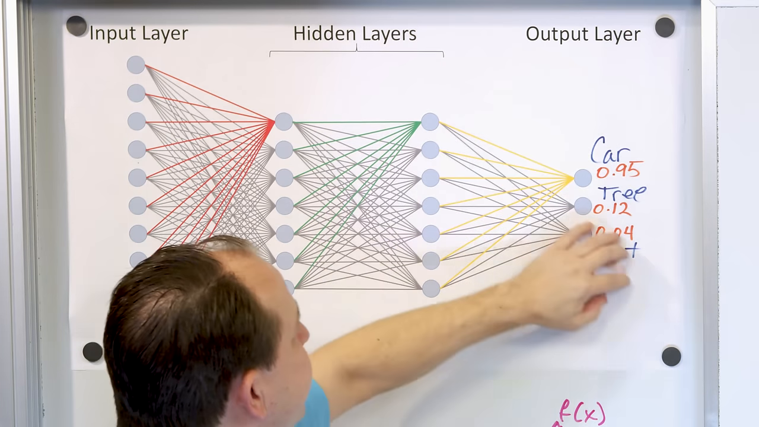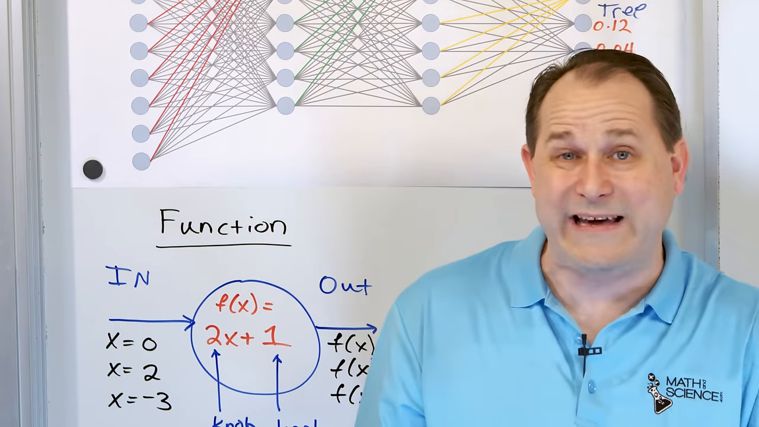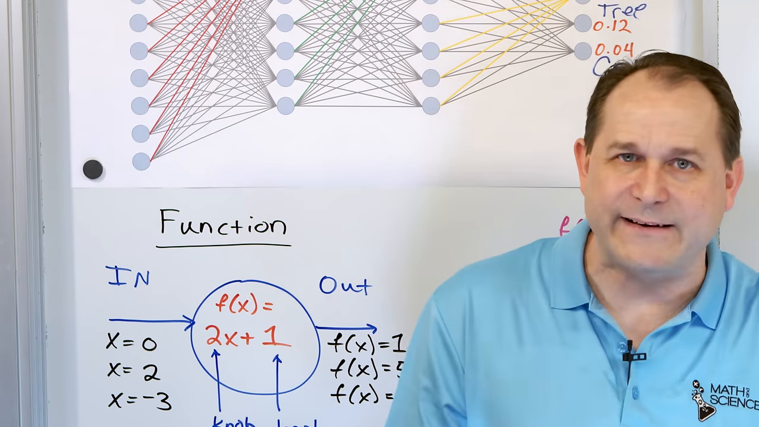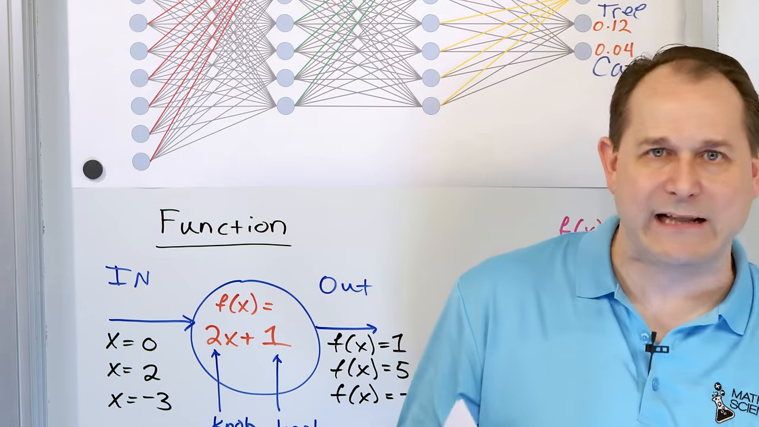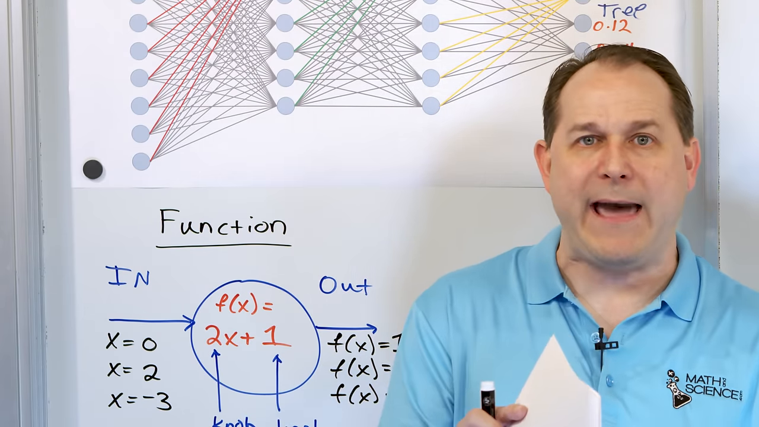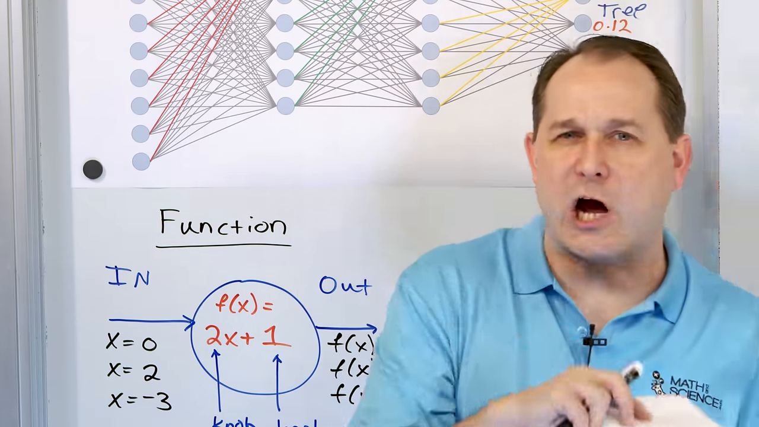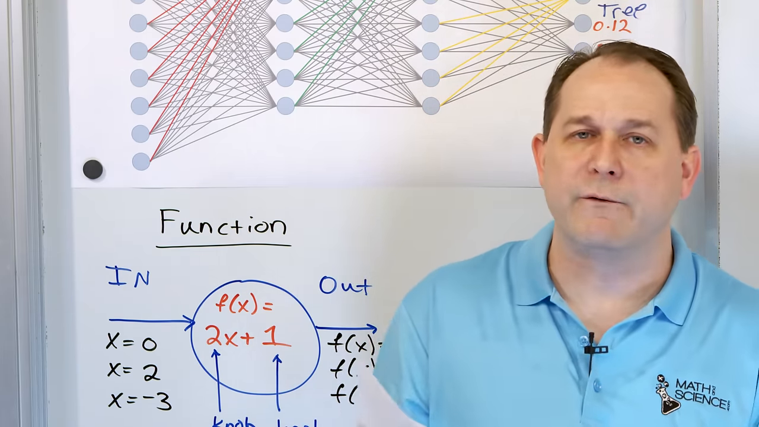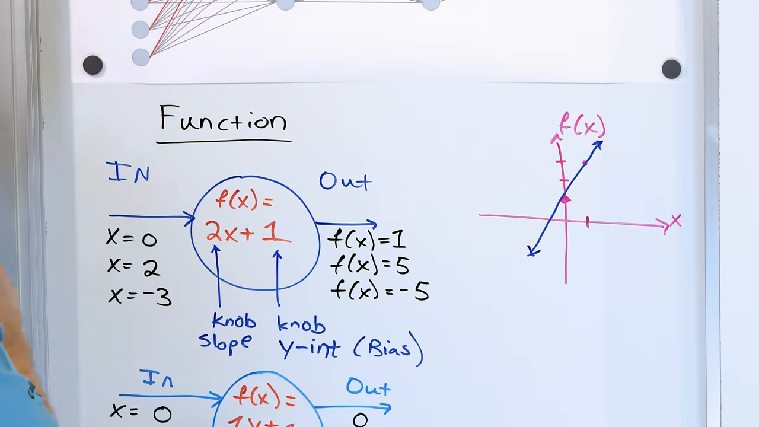But initially, when you first let a neural network run, you initialize all of the weights, the slopes, and the biases, the y-intercepts, you initialize them to random numbers. Then you calculate an output and you see, is it good or bad? And then there's a mechanism to change the weights, change the knobs, to make it better and better and better over time. That we have to talk about a little bit later. For now, just know that this is a different function.